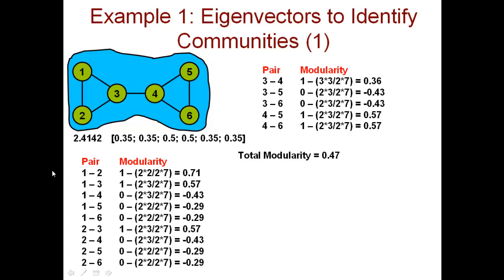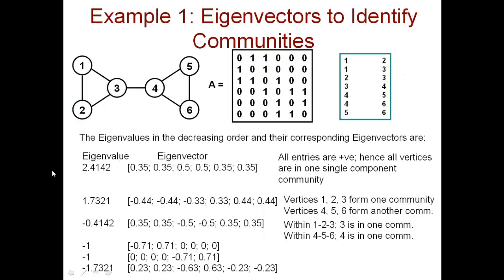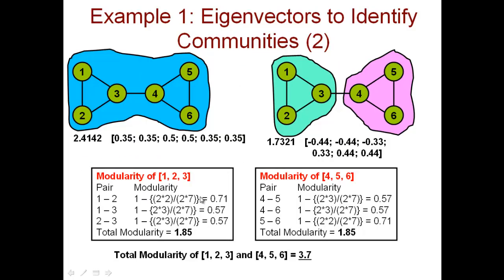So now what we're going to do is use the subsequent eigenvectors and see if we can partition this graph into more communities such that the total modularity score can be increased. The second largest eigenvalue is 1.7321, and the corresponding eigenvector is this.